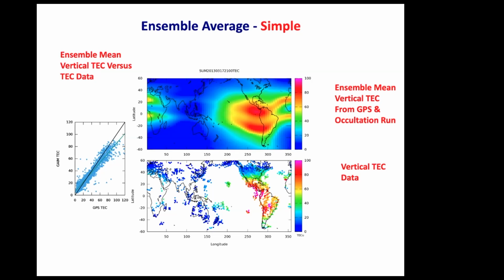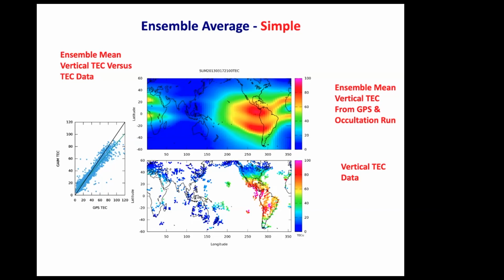For the simple average, the output from each of the 6 models was first put on a consistent grid. Then, at each grid point, the vertical TEC values were added and then divided by 6. This case included GPS TEC data and the occultation data, and by that I mean the densities at 800 kilometers. The figure is a snapshot at 2100 UT on the storm day.